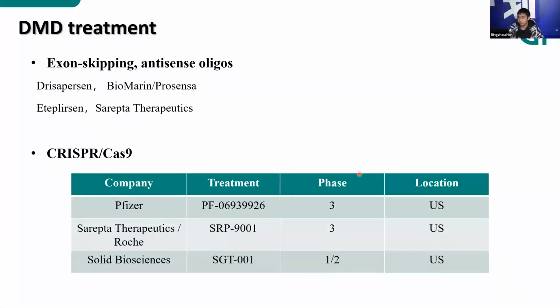So currently, DMD treatment is generally done by gene therapy-based methods. For example, we can use exon-skipping methods with antisense oligos, like at BioMarin or Sarepta Therapeutics, using RNA interference or morpholinos. And in recent years, some biotech companies such as Pfizer and Solid Biosciences have developed Cas9-based gene therapies, and they have already gone into phase one or two. We hope that these therapies could save the patients suffering from DMD.